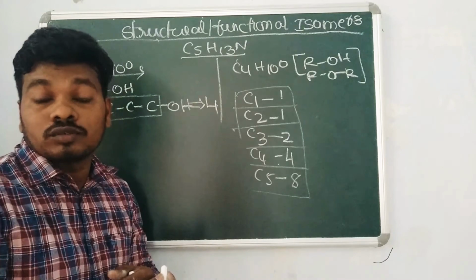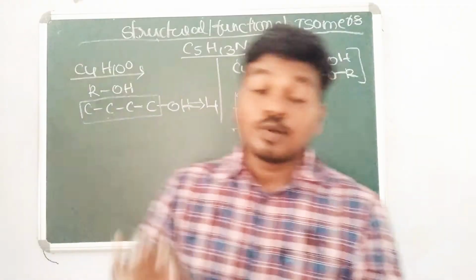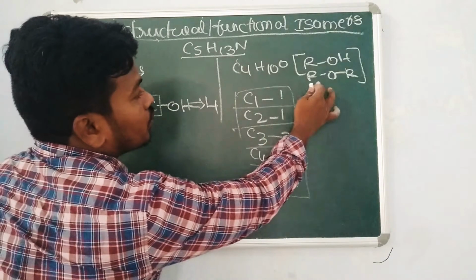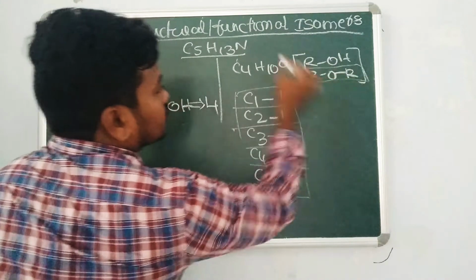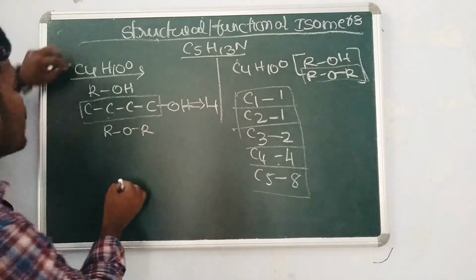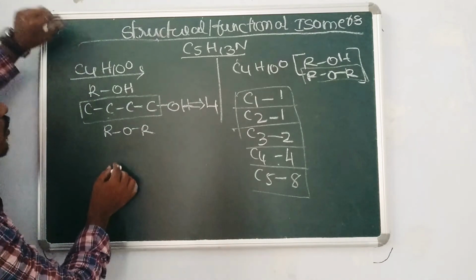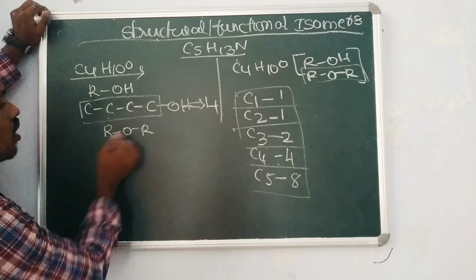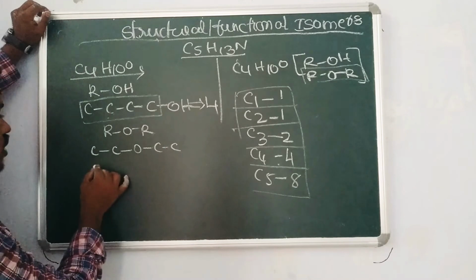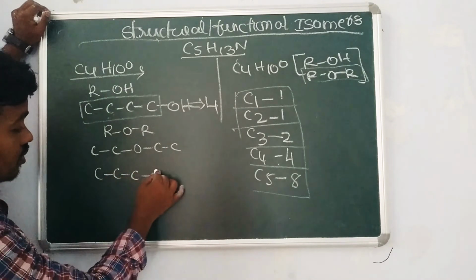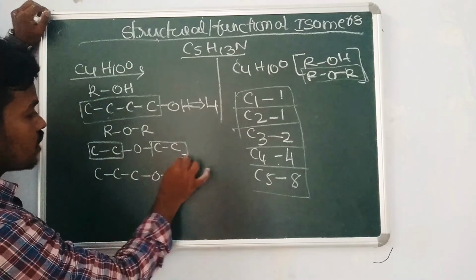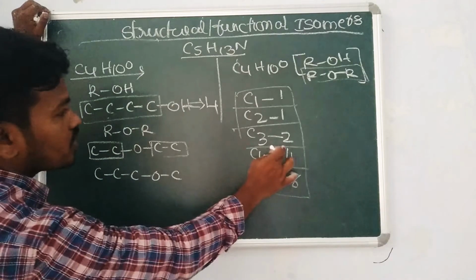Sometimes they will ask how many structural or functional isomers are possible with only the alcohol. Here it is not only alcohol; you can also write the ether functional group, ROR. How many carbons? 4 carbons. So arrange the 4 carbons around the oxygen: carbon, carbon, oxygen, carbon, carbon. Like this you can also write carbon, carbon, carbon, oxygen, carbon. Here 2 carbons are around the functional group on each side, so that is only one possible.